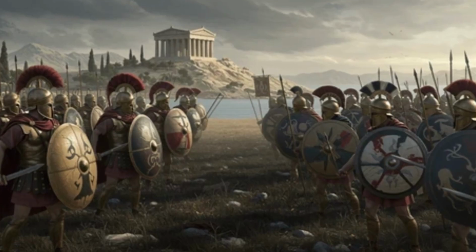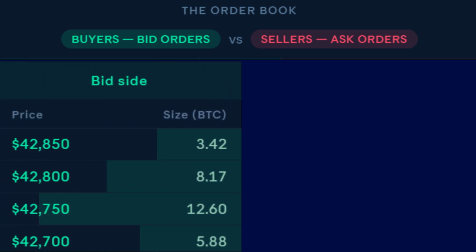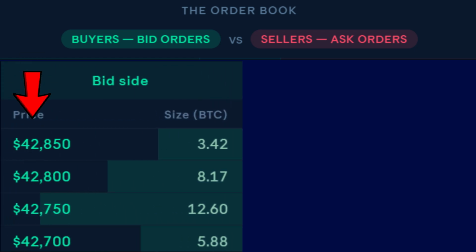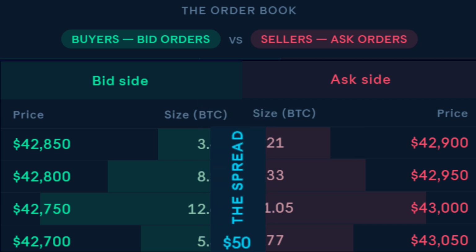Think of the order book as two armies facing each other. On one side, the buyers. These are the bid orders. Every row is a price level where someone is willing to buy and how much they want to buy at that price. On the other side, the sellers. These are the ask orders. Same idea. Price levels where people are willing to sell and how much. The gap between the highest bid and the lowest ask is the spread. That's where price lives right now.